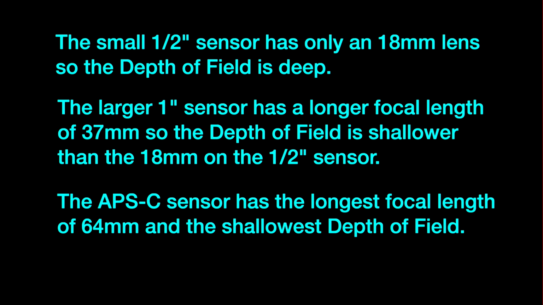The small sensor has an 18mm lens, so the depth of field is deep. The larger 1-inch sensor has a 37mm lens, so the depth of field is shallower compared to the 1/2-inch. The APS-C has the longest focal length of 64 millimeters and the shallowest depth of field, and these are all 100 millimeter equivalent lenses. So you're seeing the same image. Those images of the Lego men are uncropped. They're all the same image, same magnification, same framing.